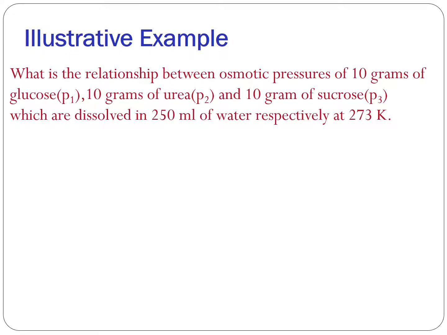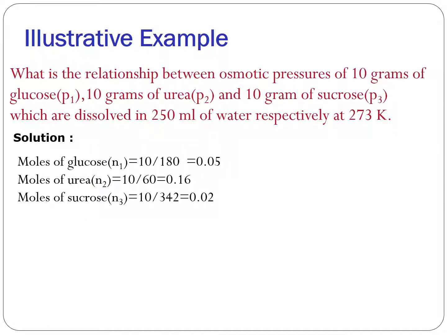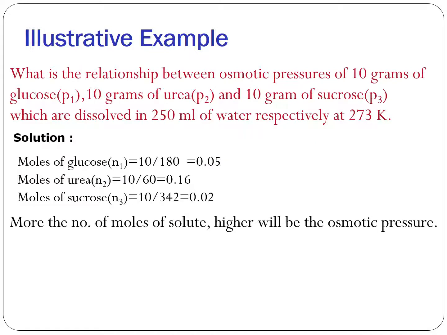There is one other example. What is the relationship between the osmotic pressure of 10 grams of glucose, urea and 10 grams of sucrose which are dissolved in 250 ml of water? So basically, we have to calculate the moles of glucose, urea and sucrose. The greater the number of moles of solute, the higher the osmotic pressure. So n2 will be greater than n1, then n3. Therefore, the pressure of urea will be highest, then that of glucose and then that of sucrose.